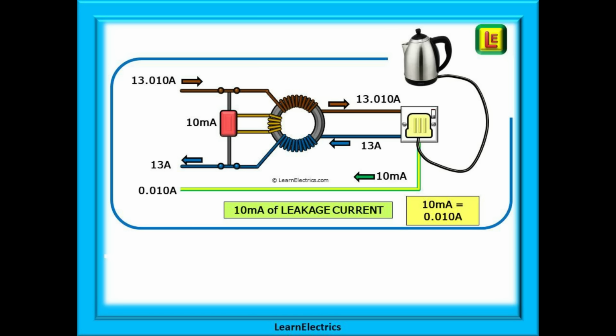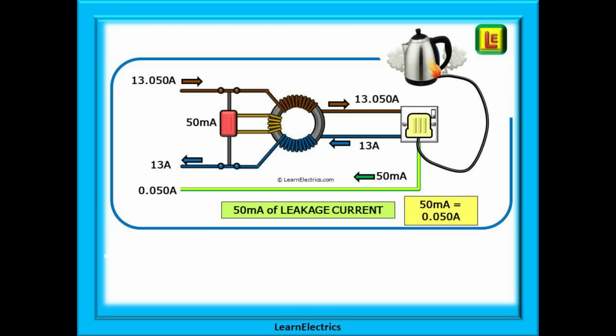The kettle is getting old now. A little corroded in places, but it still boils the water. There's a slight leakage from the heating elements to the earth, but nothing to worry about. At 10 milliamps or 0.010 amps, the sensing coil will detect this, but it is below its trigger threshold and so it does nothing.